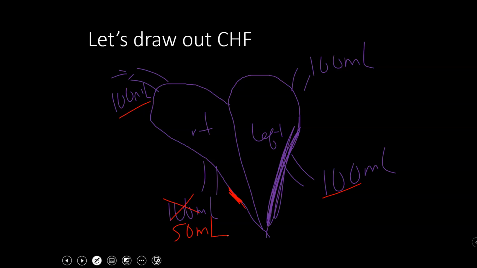That means 50 mils of blood are going to be backing up prior to the right chamber. And you got to think about, where is the blood before it comes to the right ventricle? Well, it's coming from the superior and the inferior vena cava, which means it's coming from everywhere in the body systems.